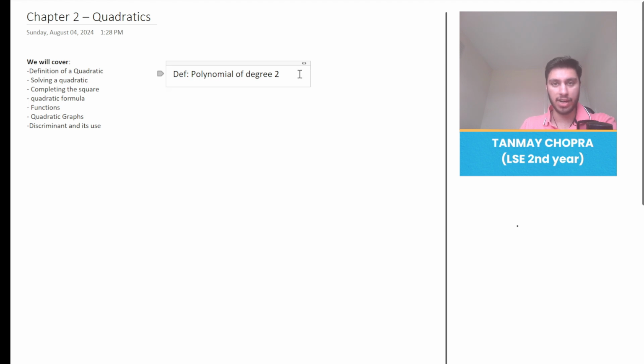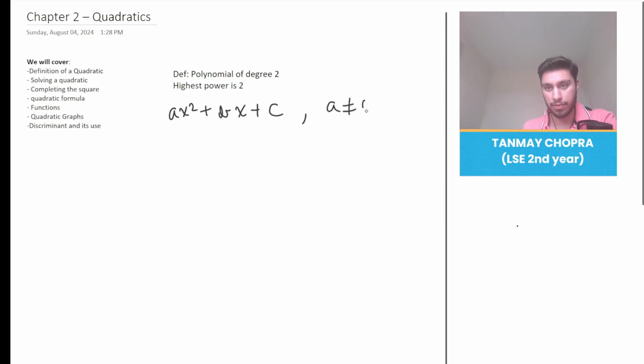What are quadratics? A quadratic is a polynomial of degree 2. What do I mean by degree? By degree, I mean that the highest power in an expression is 2, which makes it a quadratic. So the most common form that we'll see is ax squared plus bx plus c, where a, b, and c are real numbers, and a is not equal to 0.